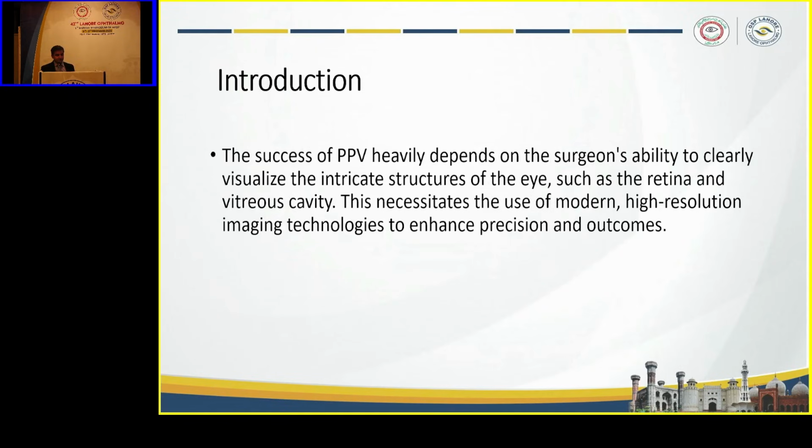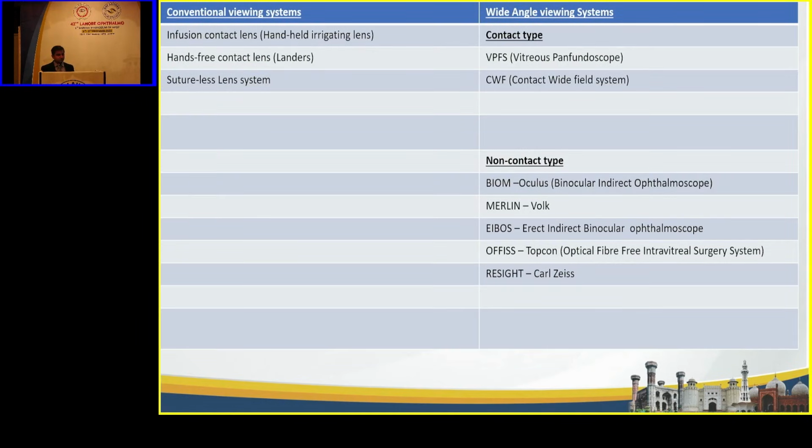We all know that the success of the pars plana vitrectomy heavily depends on the surgeon's ability to clearly visualize the infrastructures of the eye, and this necessitates the use of modern high-resolution imaging technology to enhance the precision and the outcomes. It is generally divided into conventional and the wide-angle viewing system. In conventional, we had a contact lens handheld system and hands-free contact lens, and in the wide-angle viewing system, it is of contact and non-contact type.